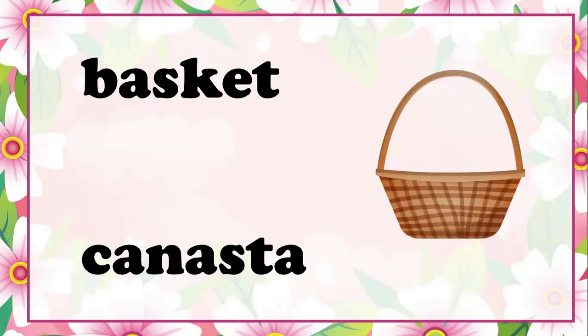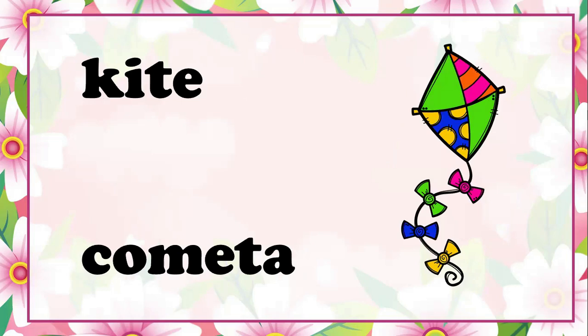A basket is a canasta. A kite is a cometa. So I remember this because I can see the word comet in the Spanish word. And so if you look at the tail of a kite, it kind of looks like a comet that would go across the sky. Cometa.